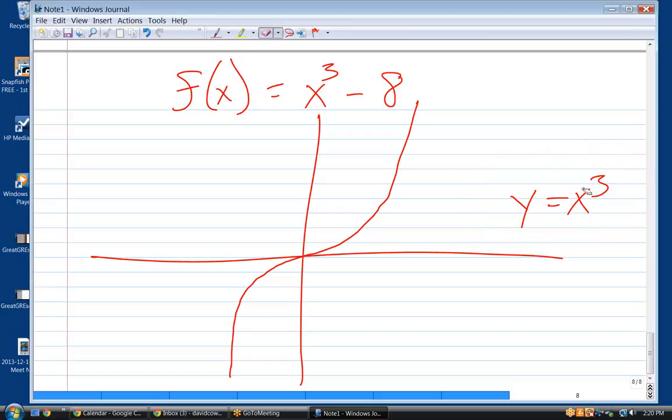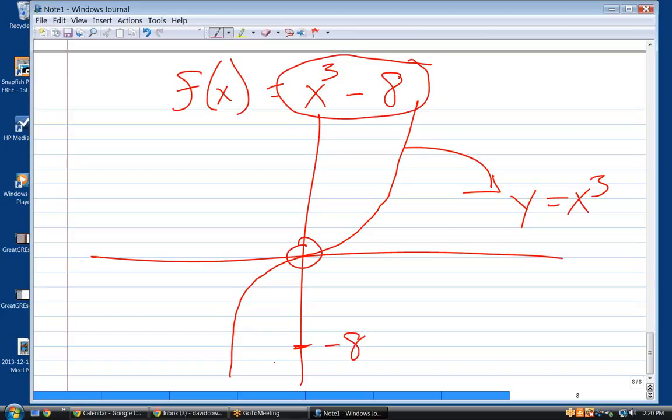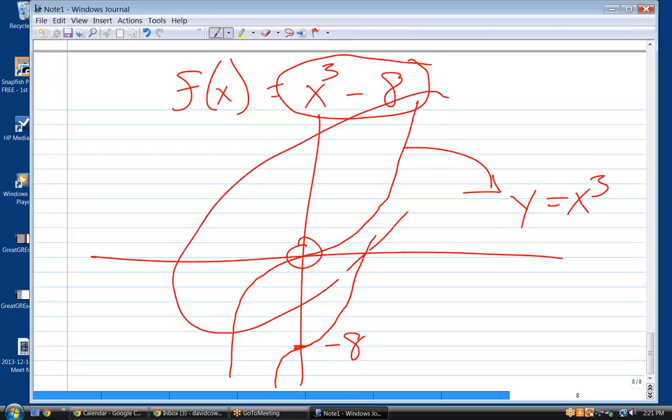So if that is this, and this means it's vertically shifted down by 8, well, this key point right there, the inflection point, is now down here at minus 8. So I would draw something that I guess you would call parallel. I don't know if it's really parallel or not. But it's this exact curve moved down without changing the shape. Moved down 8 units.